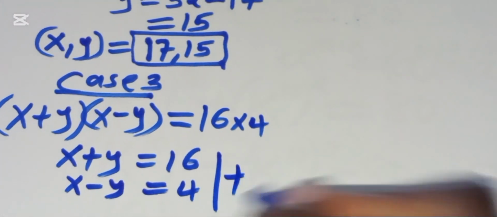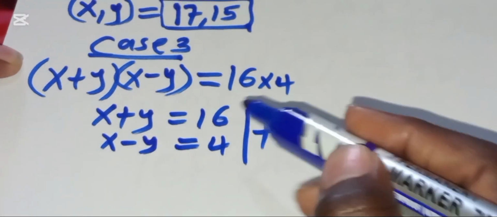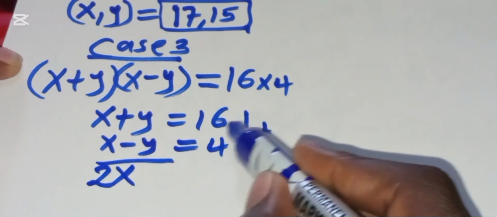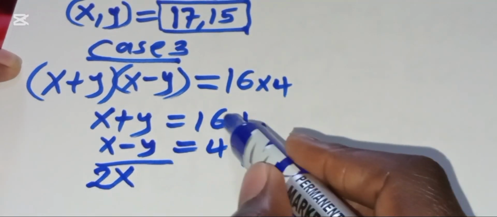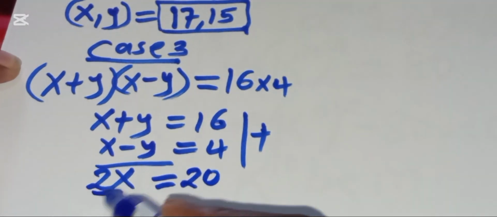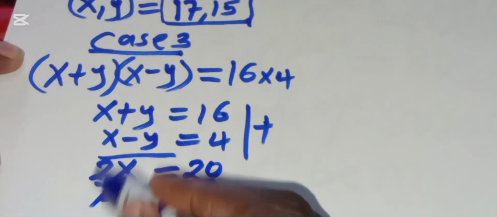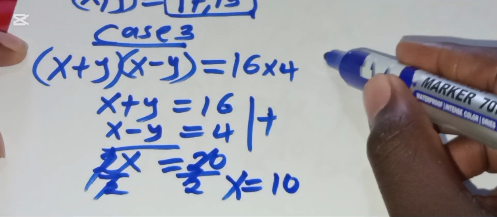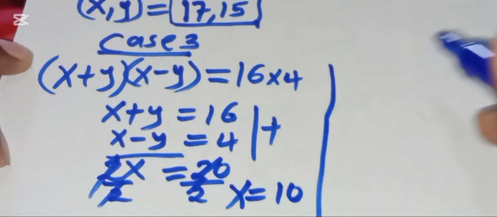So let's add the two equations, whereby we will have x plus x, which is equal to 2x, and y plus minus y simplifies, then you'll have 16 plus 4, which is equal to 20. So divide by 2, so that we'll have x is equal to 10. So x equal to 10, this is a natural number.